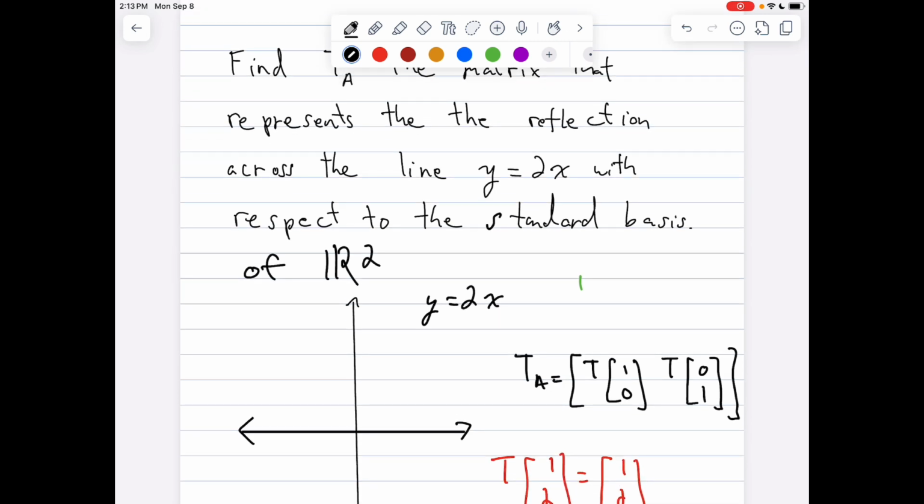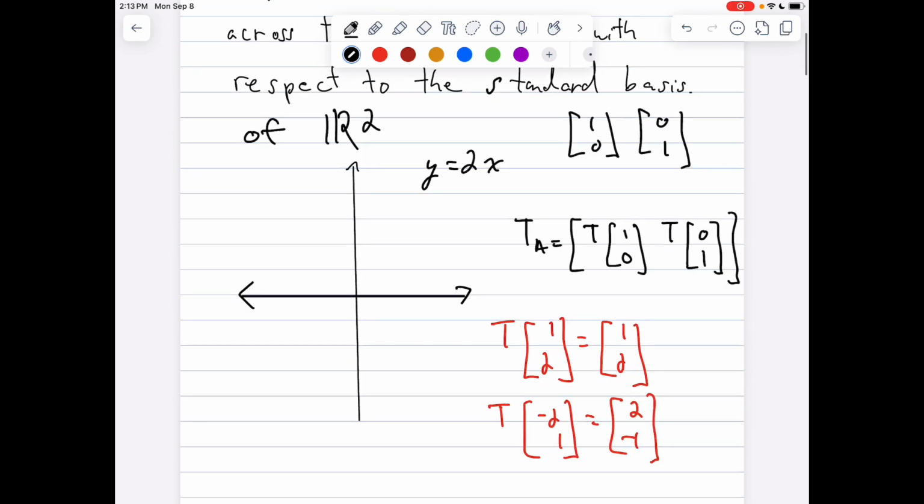First of all, let me go over what the standard basis is in R2: it's (1, 0) and (0, 1). These are the two vectors. What you're looking for is T sub A, which consists of the image of (1, 0) under this transformation, the reflection of (1, 0) across the line y equals 2x, and the reflection of (0, 1) across the line y equals 2x. That's what T of (1, 0) and T of (0, 1) mean.